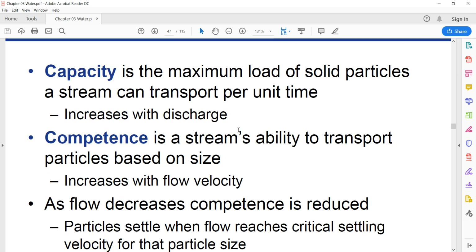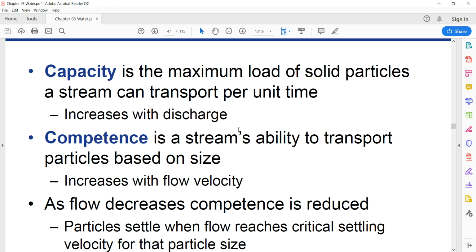Capacity and competence are the two terms related to how much sediment the river or the stream can carry as it is moving downstream. Capacity is the maximum load of solid particles a stream can transport per unit time. It increases with discharge. As there is more water, it will have more energy, so it can carry more sediment. So capacity is the volume of sediment, the maximum load of solid particles the river stream can carry per unit time.